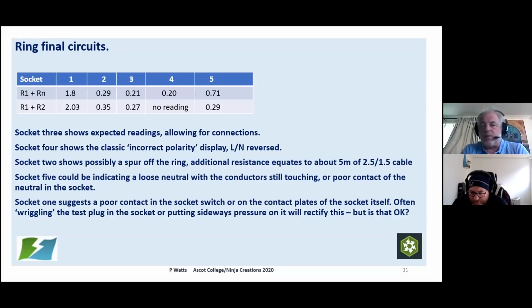One way of looking at that is wriggling the plug around, putting some sideways pressure on it, almost twist it. Sometimes you will see the reading change. Now, the trouble with that is that you might end up getting a reasonable test reading eventually, but what's going to happen when people actually plug equipment in there? Is it going to make effective contact?